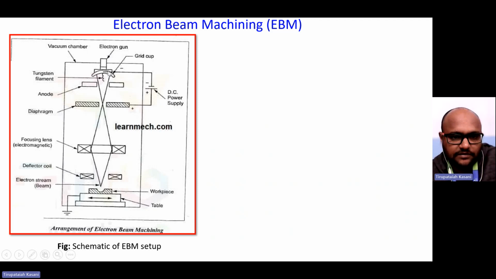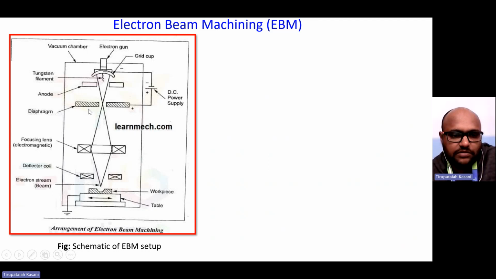When power supply is given, the electron gun will emit the electrons. Those electrons are negatively charged particles, and they will be attracted and accelerated by this anode. Anode means positive. This diaphragm is also positive, so the emerged electrons are attracted by this positively charged anode, which means the velocity of the electrons is slightly increased. And this diaphragm helps in controlling the high speed electrons.